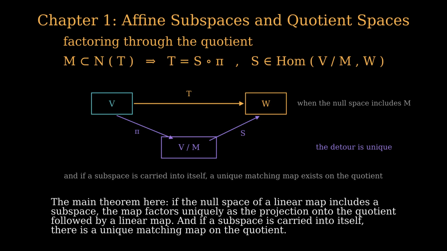The main theorem here: if the null space of a linear map includes a subspace, the map factors uniquely as the projection onto the quotient followed by a linear map. And if a subspace is carried into itself, there is a unique matching map on the quotient.